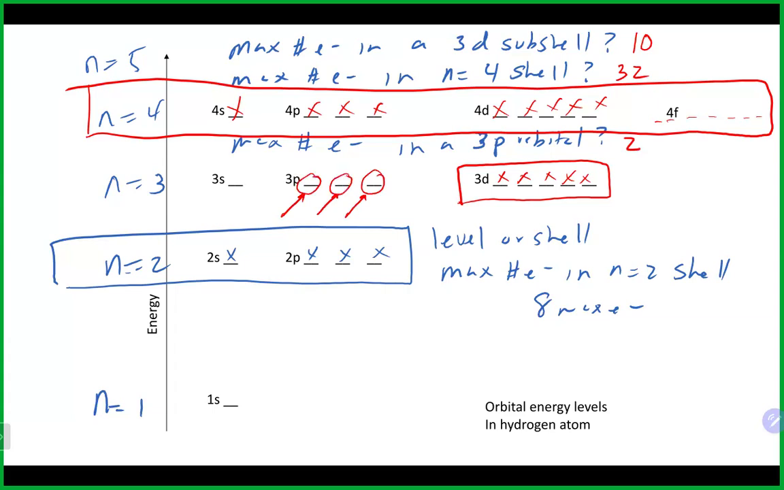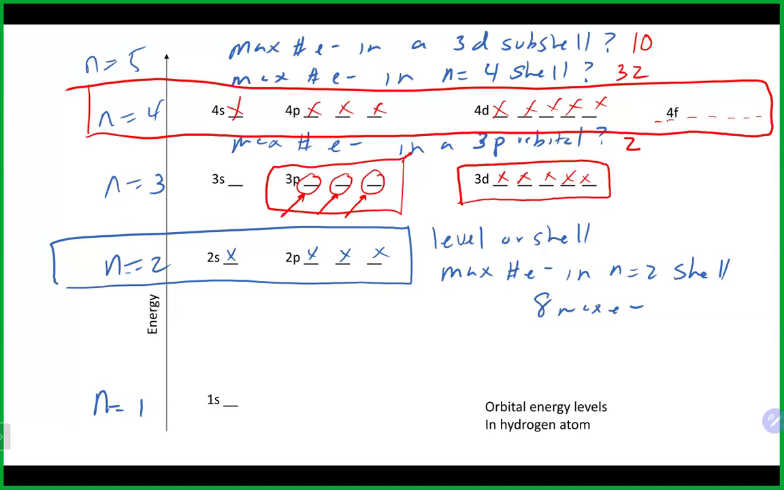Now, if the question was different and we wanted to know how many electrons in a 3p subshell, then the answer would be 6, because it would be all of them together. But in this case, it just wants to know in the orbital, and any orbital can only hold 2 electrons. Any questions on that there?